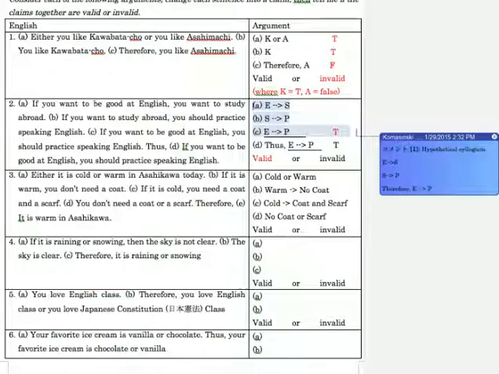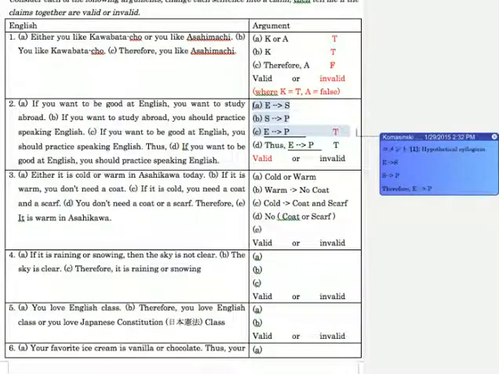So this is an interesting thing to see. So we need to be careful here. So we should write this carefully as no coat or scarf. And now we need to fill in a space for our conclusion. Thus, it is warm. So the question is, is this valid or invalid? So this is a little more complicated than the other ones that we have looked at.